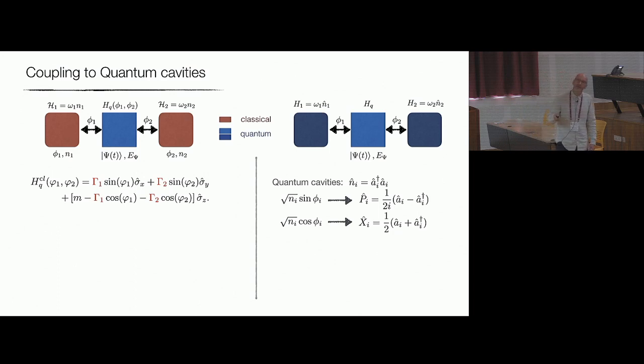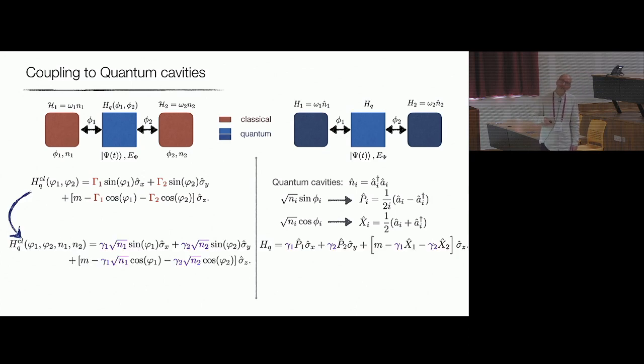How do I quantize my system? Until now, I was coupling to some phasors, and I have a problem of how to properly define the phase of a harmonic oscillator. The quantities which are naturally defined are the square root of n times the sine of this phase, and the square root of n times the cosine of this phase, which are nothing but the momentum and position operators of my harmonic oscillator. That naturally hints at replacing this coupling by something which depends on the filling of my harmonic oscillator. So instead of this coupling gamma 1 and gamma 2, I'm going to consider something which couples to a bath with a strength that depends on the energy inside this bath. That's the square root of n1, square root of n2.